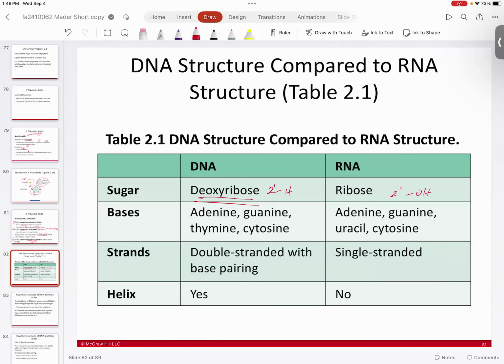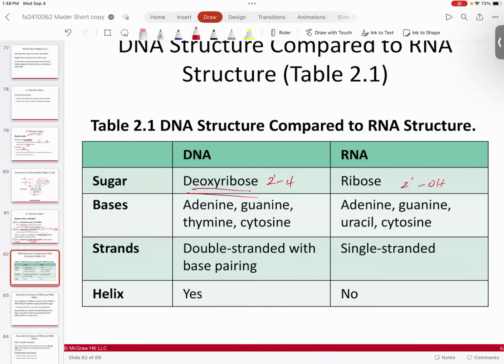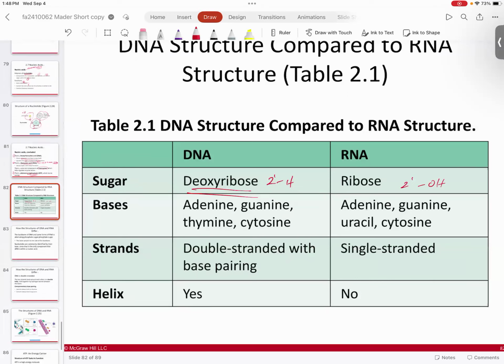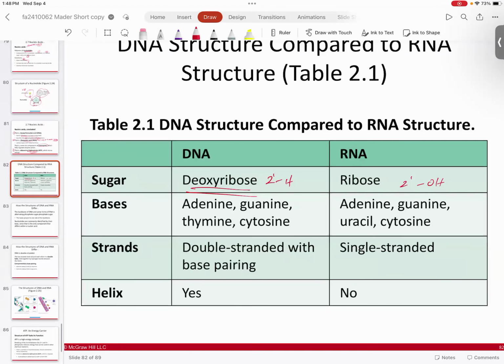Bases in DNA are, these are the nitrogenous bases. There are 4 different bases that we have: adenine, guanine, thymine, and cytosine. So those are basically our A, G, T, and C. In RNA, we have similar. We have A, G. Instead of T, we have U, and then C. So we swap out T for U in RNA.